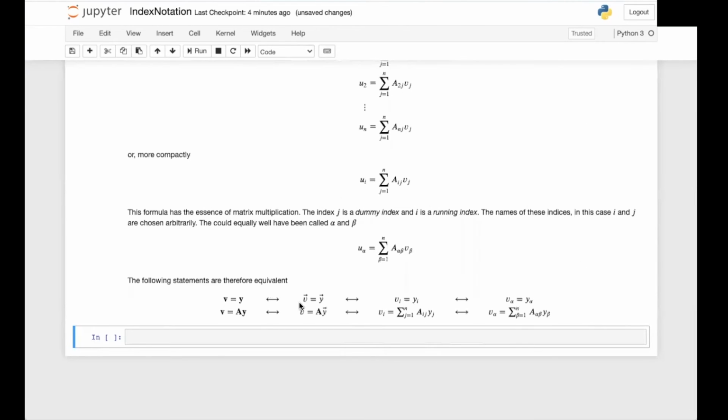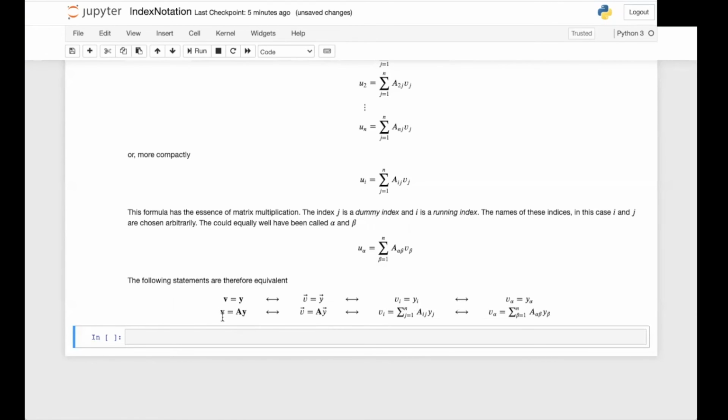So the following statements are equivalent. v equal to y, a vector v equal to a vector y. You can write this with the arrow. You can write this in component form, giving a subscript i or a subscript of any choice. This means that the components of each of these vectors are equal, be that a component that you call i or a component that you call alpha.